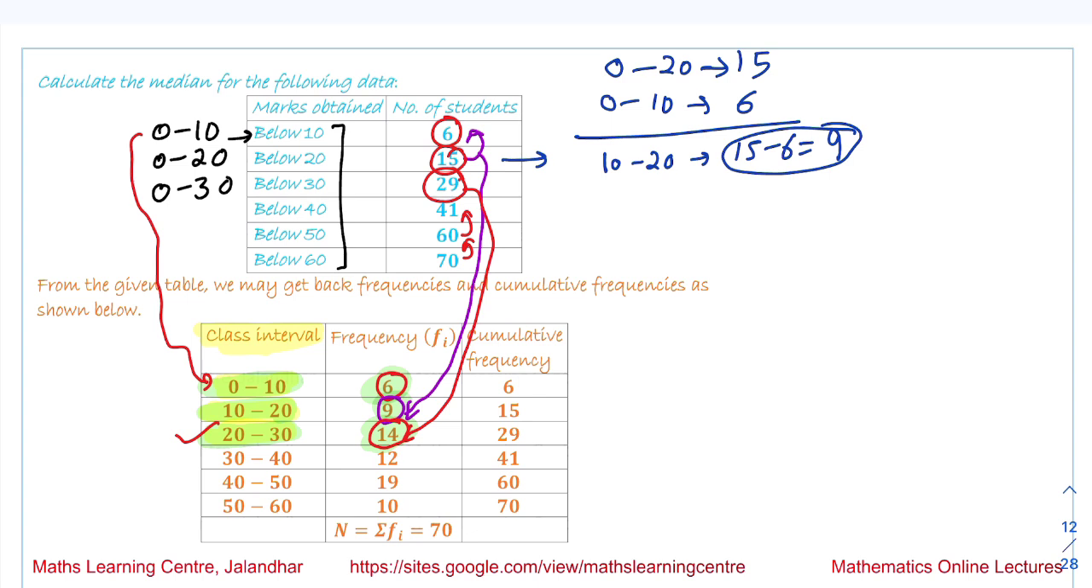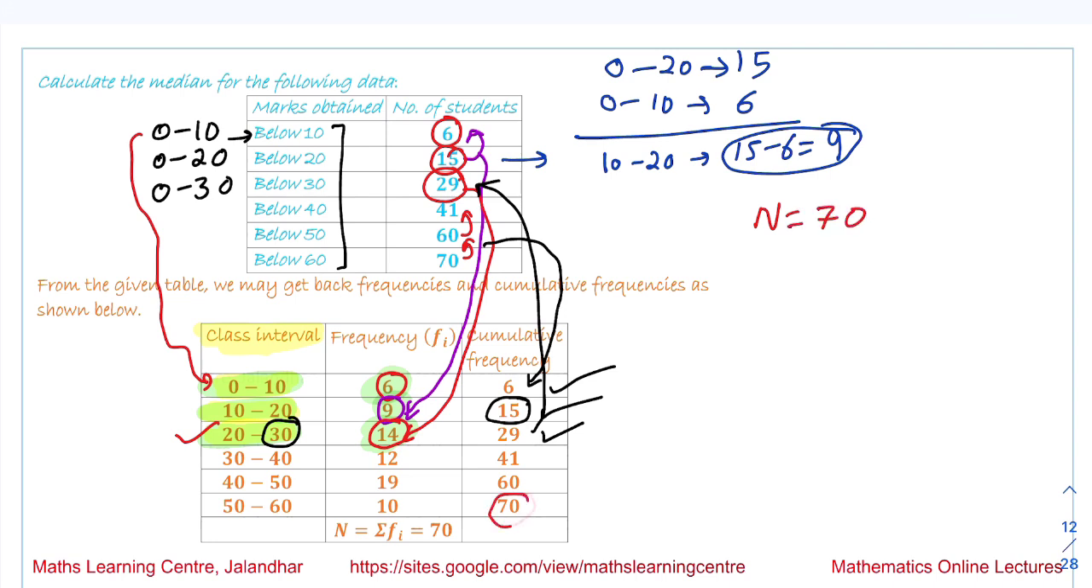Now the cumulative frequency is already given to us. The cumulative frequency means the students having marks 0 to 10 is 6. Students having marks 0 to 20 will be 15. This is the meaning of cumulative frequency. Then 29 is representing the students who have marks less than 30. So it is already given to be 29. Now the value of n that we obtain over here is 70.